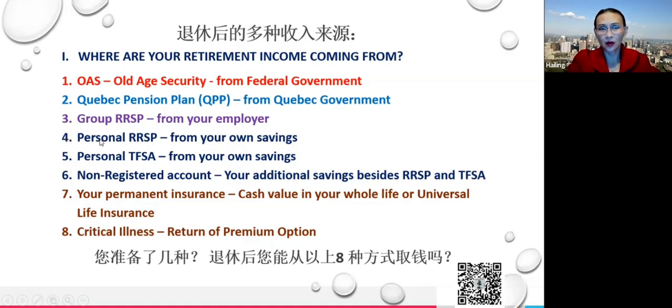So today we focus more on the personal RSP. And then, of course, in the 3rd week, we will show you how to set up tax-free saving account. And when you have extra money, put into the investment account, non-registered. 7 and 8 are the insurance products you can use as saving tools. For example, critical illness, save for your retirement. If it has no claim before age 65, you can have the flexible return of premium and use it as a supplement income. Then permanent insurance, life insurance, and we will do this in the other topics, okay?